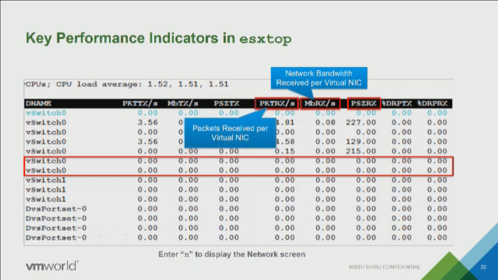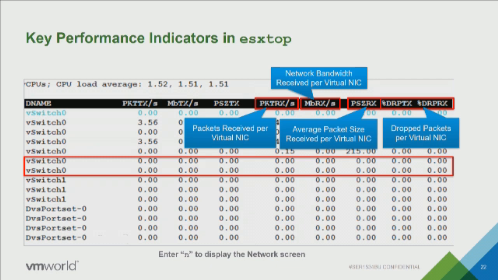And again, most of these fields here, in the instance of time, you can kind of figure out what they are. These are the packets received per virtual NIC, and then, of course, the dropped packets. And the dropped packets should be 0. Every so often there might be one, but it should be 0.